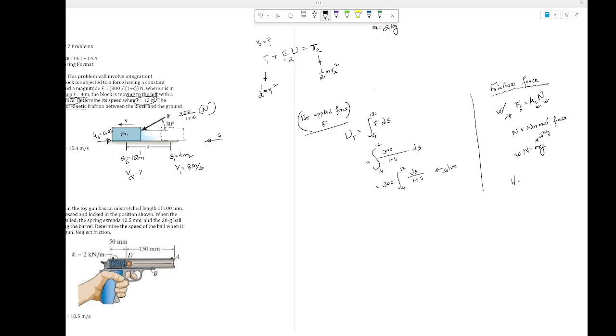So let me write it. So work due to friction. So you can write it this way. This friction force, this F, right? This friction force value multiplied by this distance. Now here's the thing. This distance would be 12 minus 4, but this would be negative. Why? Because the applied force and the friction force are in opposite direction, depending on which you are dealing with, right? This is negative.